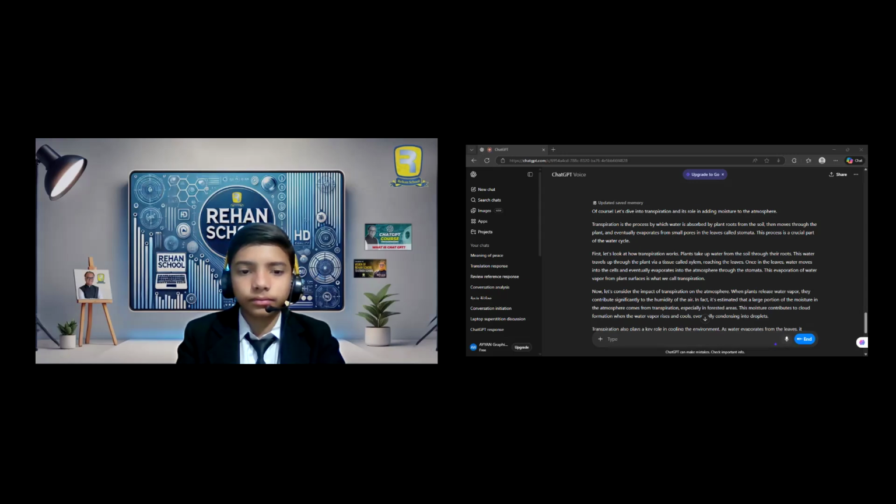Second, the atmosphere acts as a protective shield. It absorbs and scatters harmful ultraviolet radiation from the sun, protecting living organisms from DNA damage. It also helps to regulate the planet's temperature by trapping heat, which keeps the Earth warm enough to sustain life.